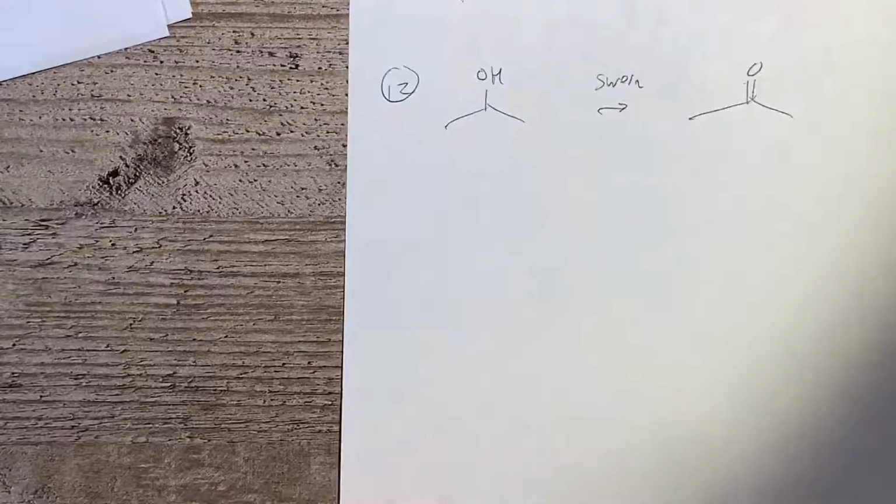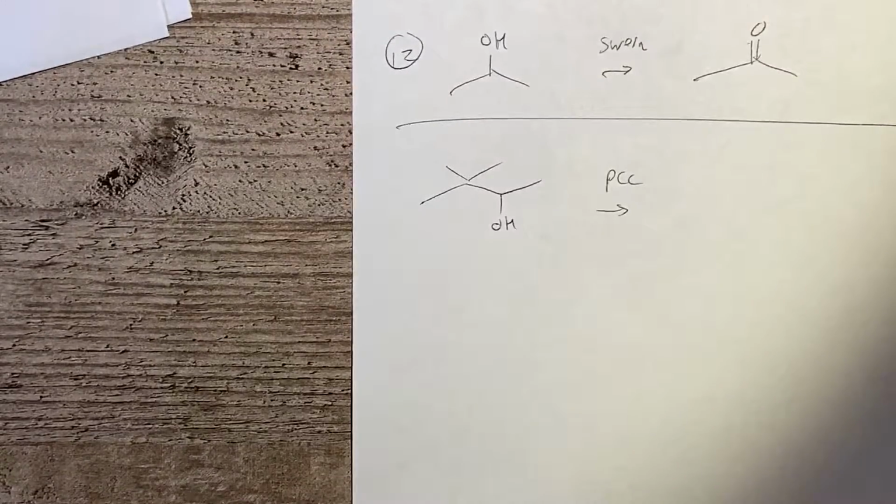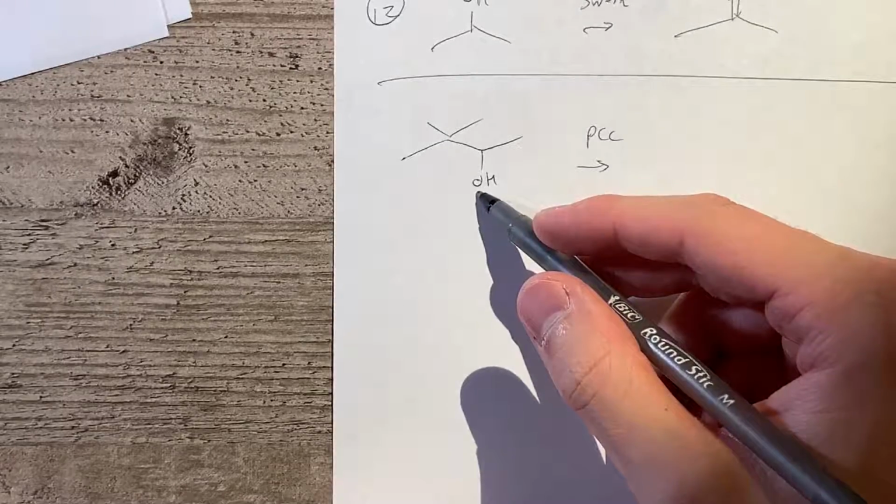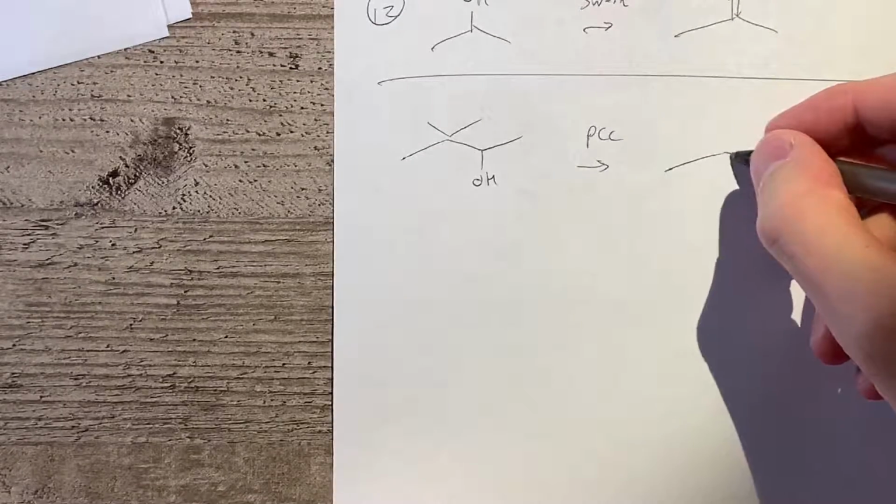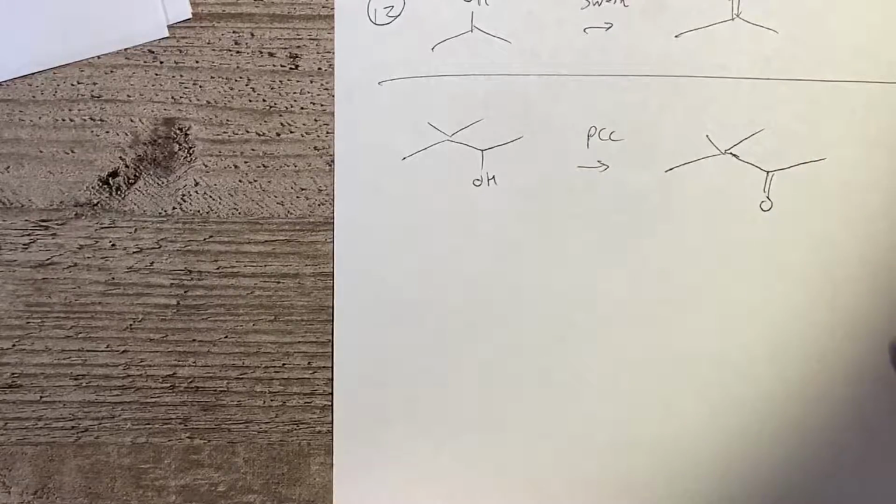Hoping that makes sense. Let's get into the good stuff. PCC. It's a weak oxidizer. You got your secondary alcohol, so then you just go to the ketone. That's all it does.